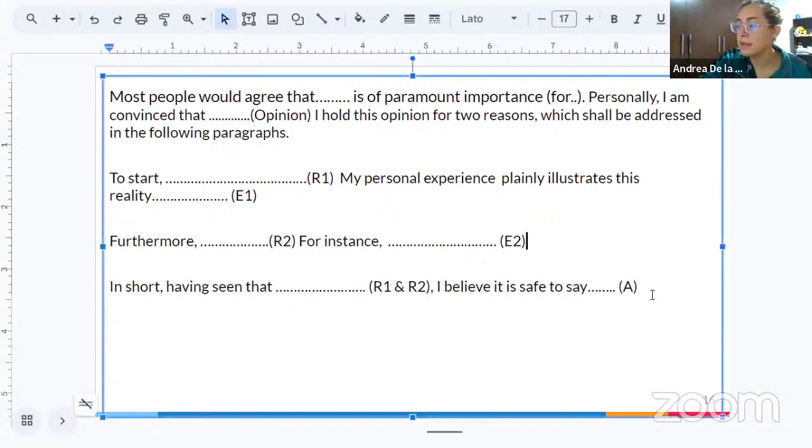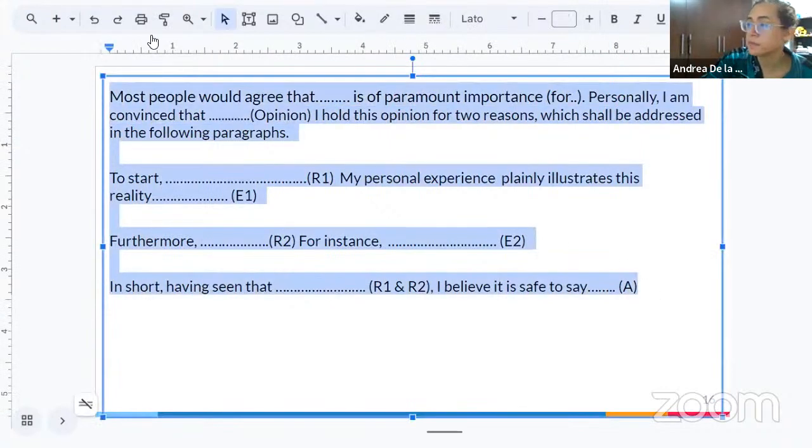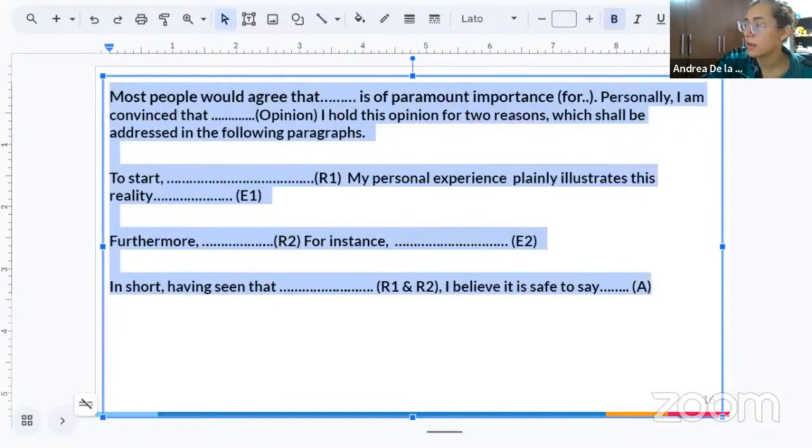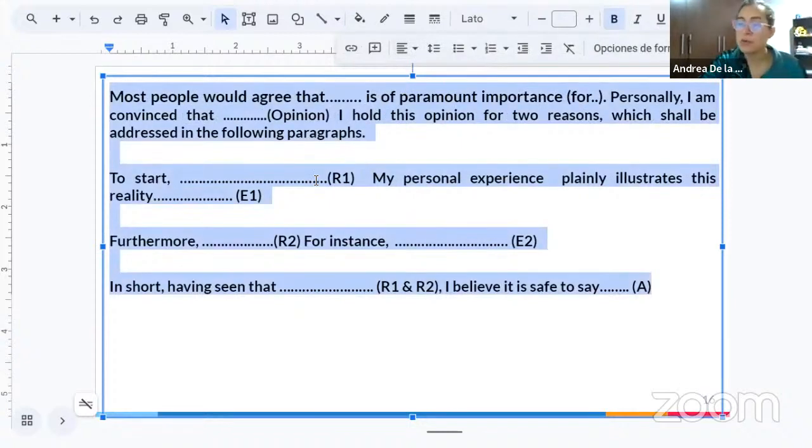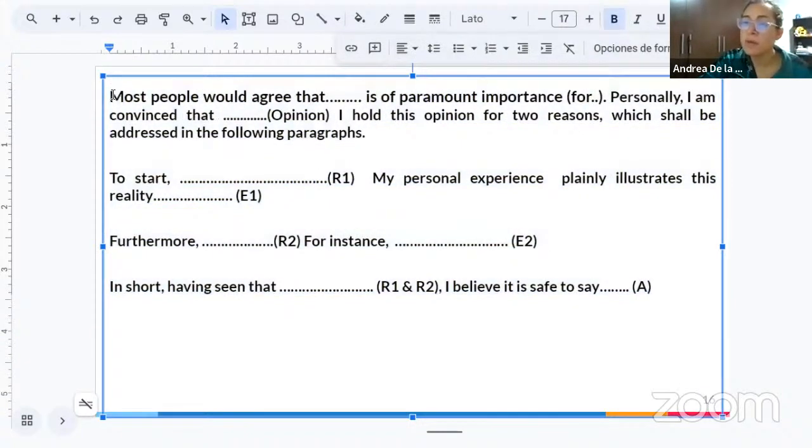This is going to be the template we'll use. And as I always say, you can change the template if you want. That's not a problem. You can change a few reasons, you can change the transitions, but the important thing is that you keep the structure of the template and the essay.